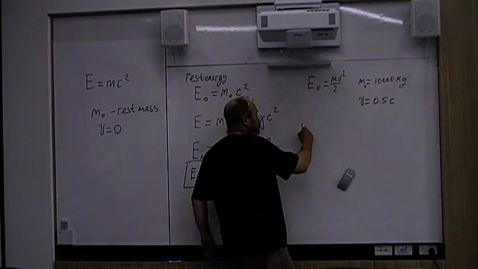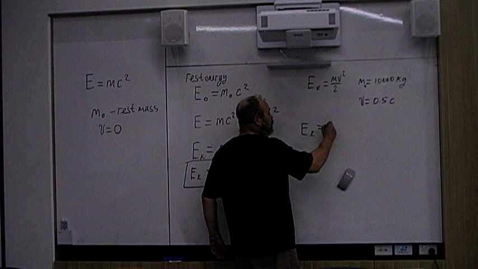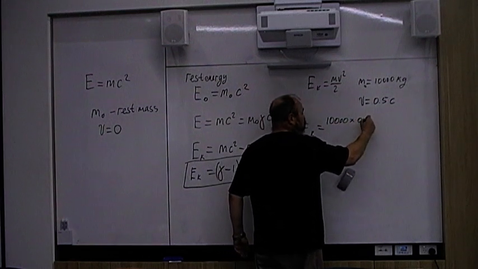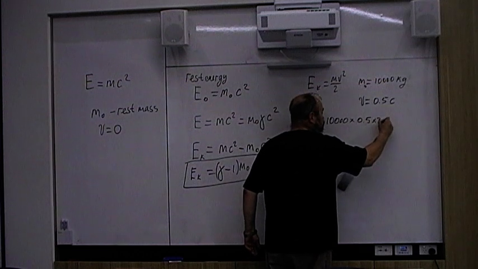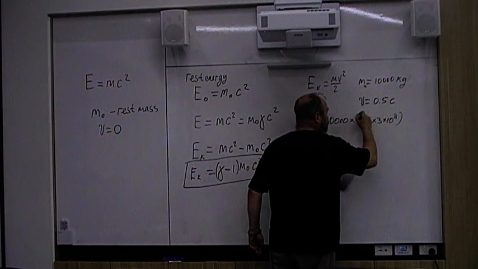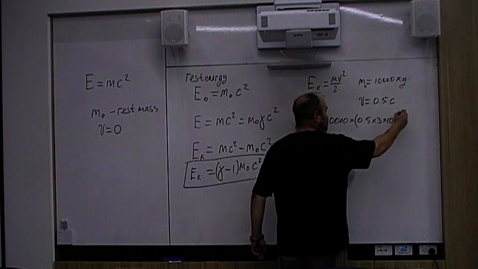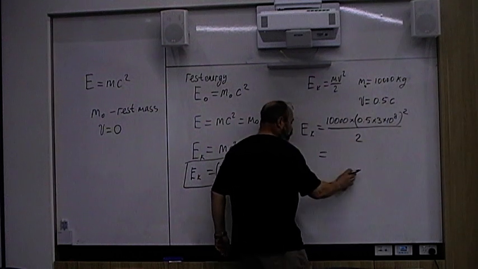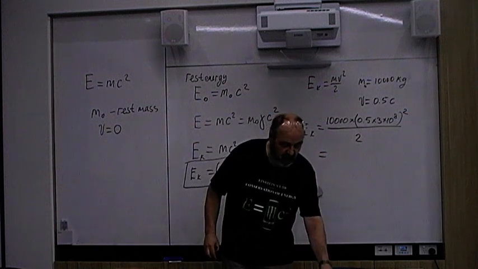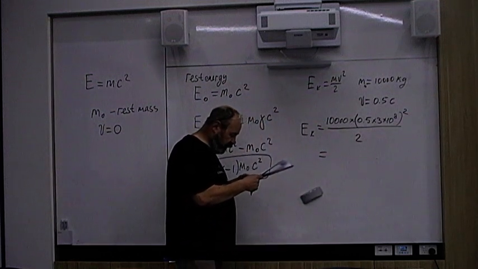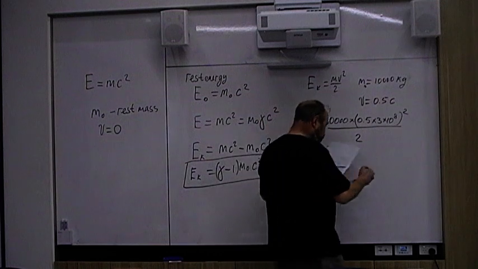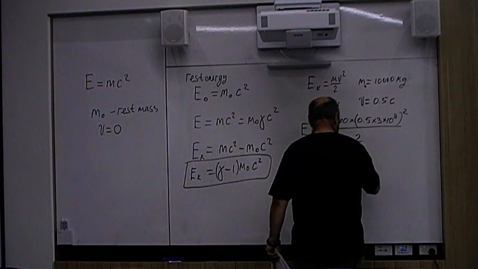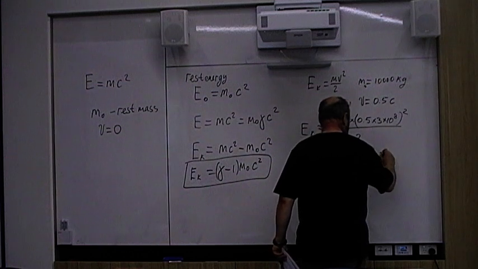We have E kinetic equal to 10,000 times 0.5 times 3 times 10 to the power of 8, squared. That's v divided by 2. And if we calculate, that will give us 1.13 times 10 to the power of 20 joules.